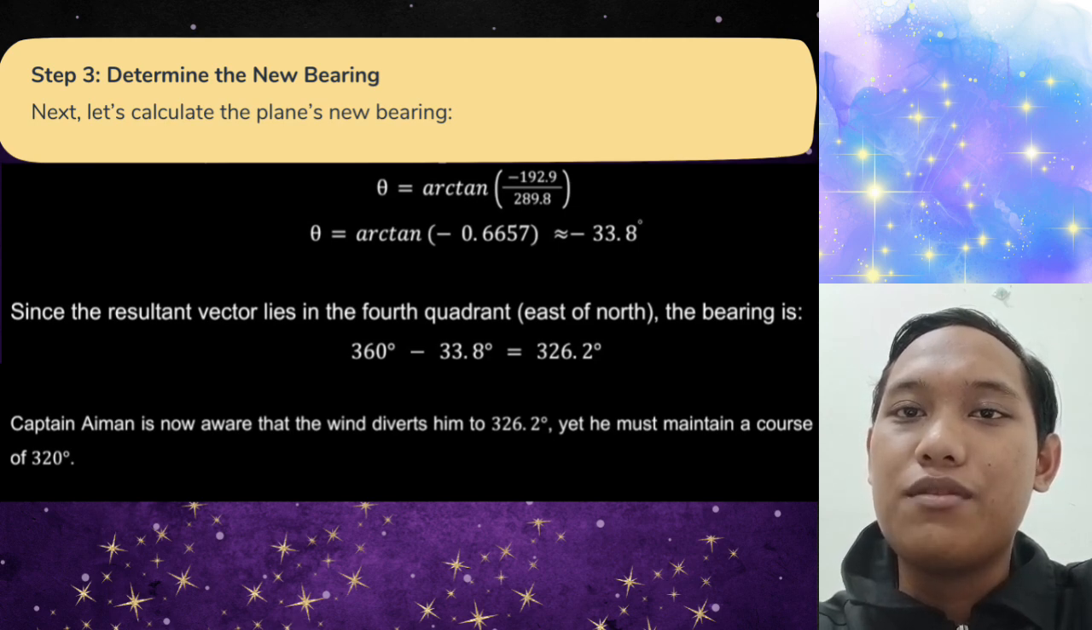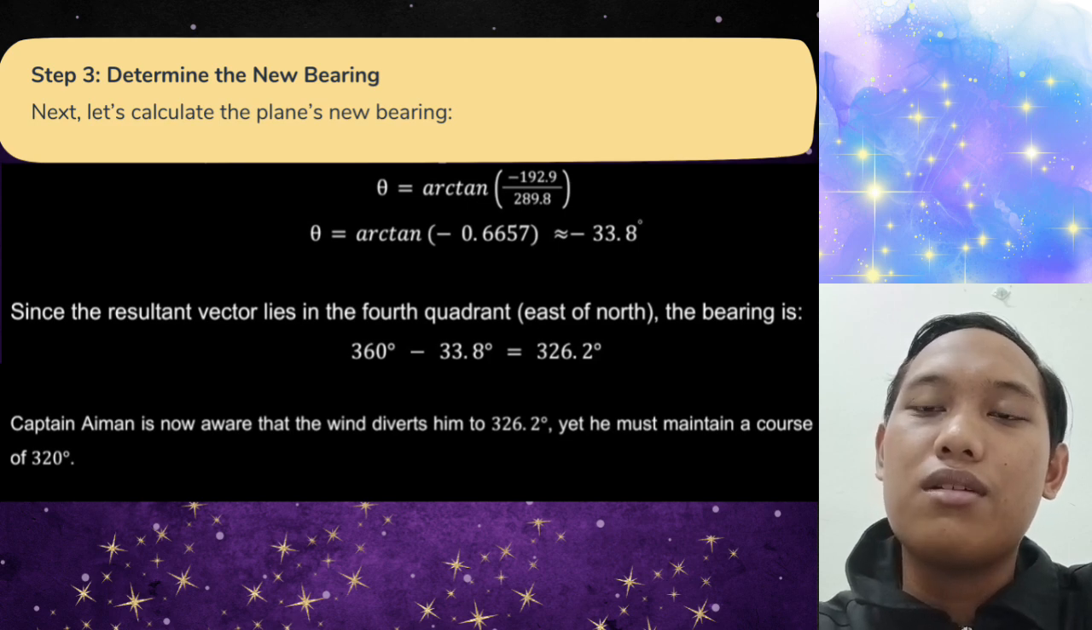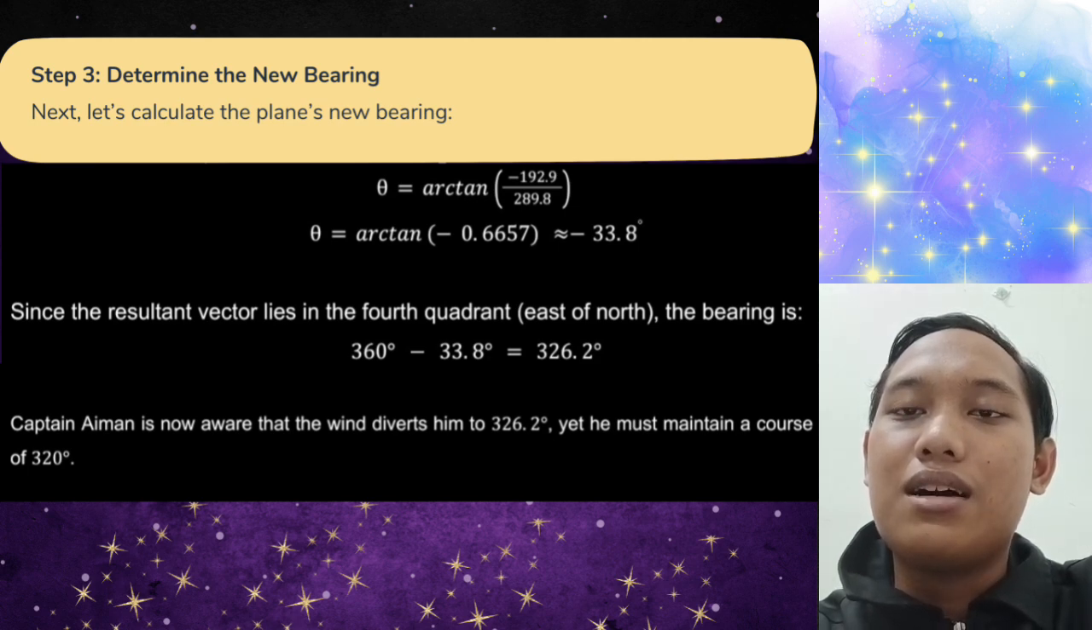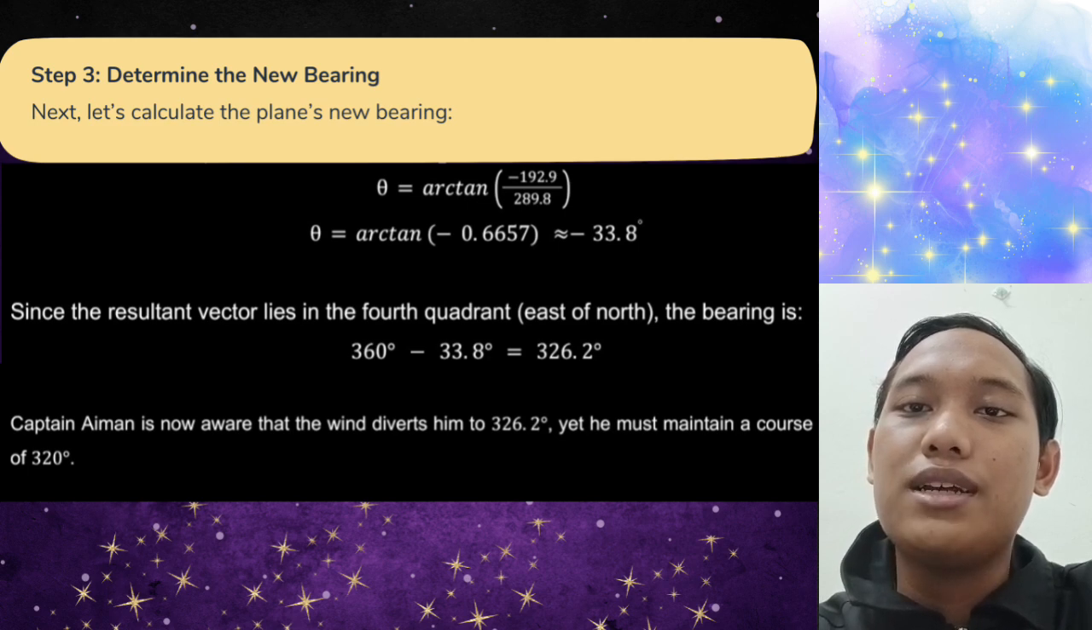To calculate the plane's new bearing, theta equals arctangent of negative 192.9 divided by 289.8, so theta equals arctangent of negative 0.9957, and we got theta equals negative 33.8. Since the resultant vector lies in the fourth quadrant, east to north, the bearing is 360 degrees minus 33.8 degrees. We got 326.2 degrees.